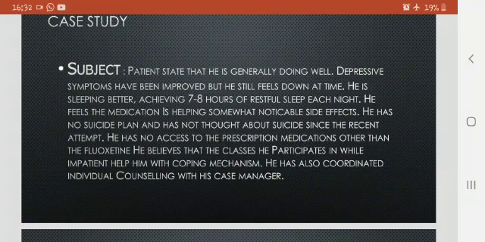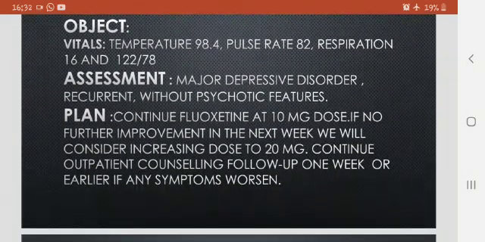He has no access to prescription medication other than the fluoxetine. He believes that the classes he participates in while inpatient help him with coping mechanisms. He has also coordinated individual counseling with his case manager. So there is the objective: vitals are given, the temperature 98.5, pulse rate 82, respiration rate 16, and BP is 122 by 78. Assessment: major depressive disorder, recurrent without psychotic features.